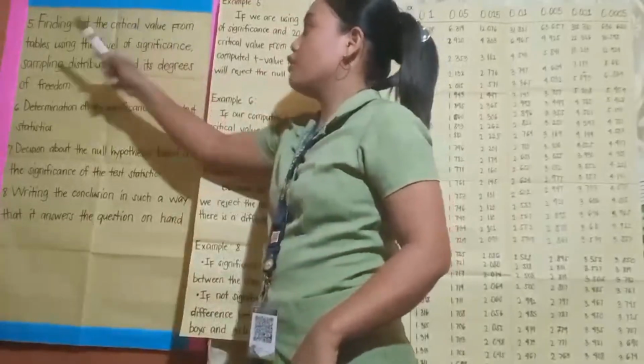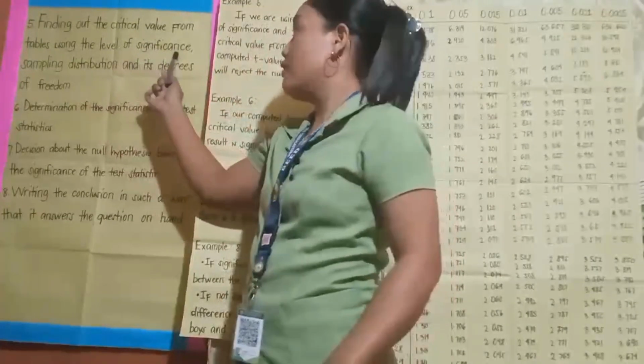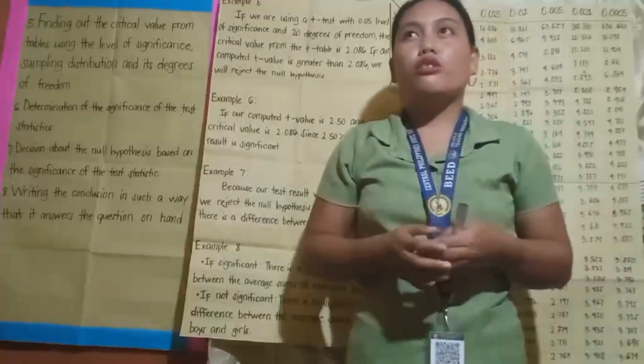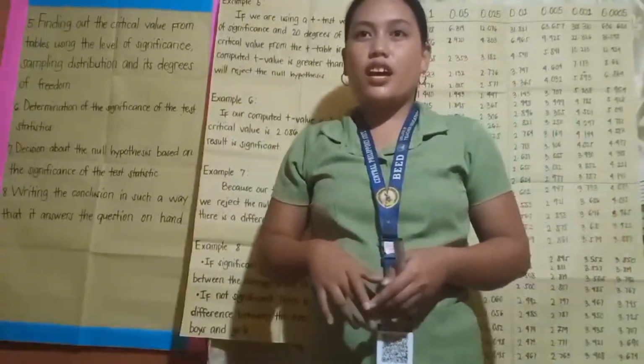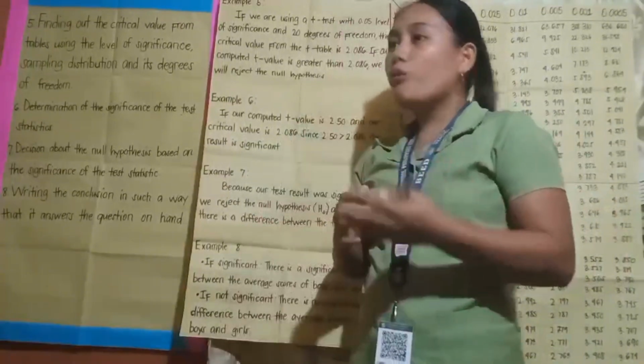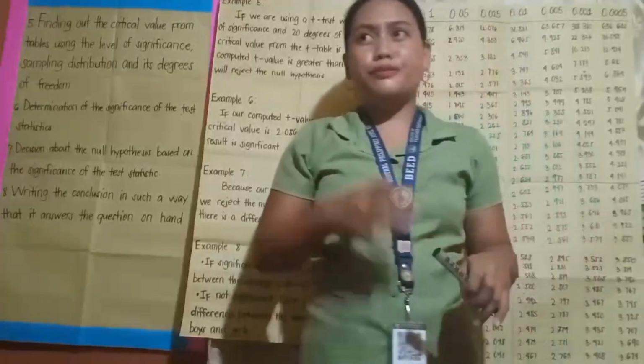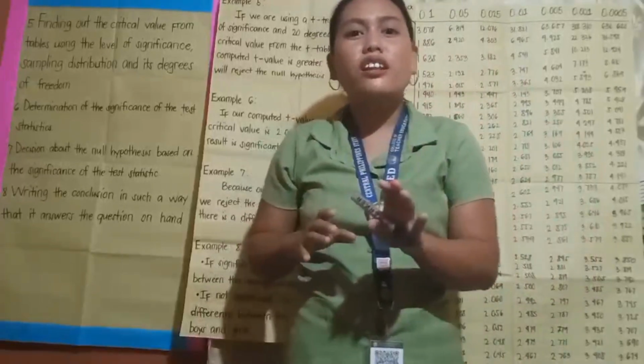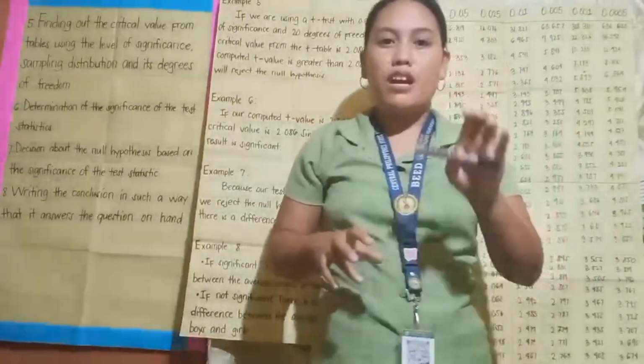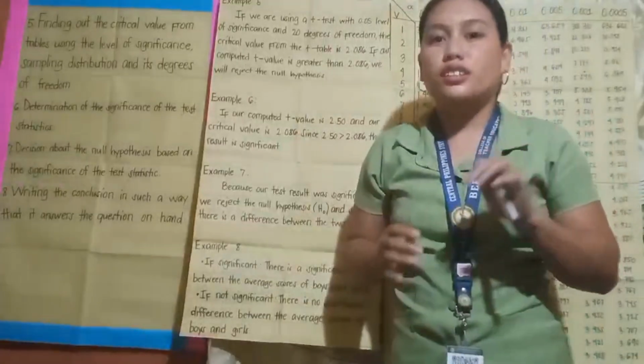So step 5 is finding the critical value from the tables using the level of significance, sampling distribution, and its degrees of freedom. This step is about finding the cutoff point. When we say cutoff point, it's a limit or boundary that helps us decide who or what is included or excluded, like pass or fail, qualified or not qualified, positive or negative. This helps us decide whether to reject the null hypothesis.